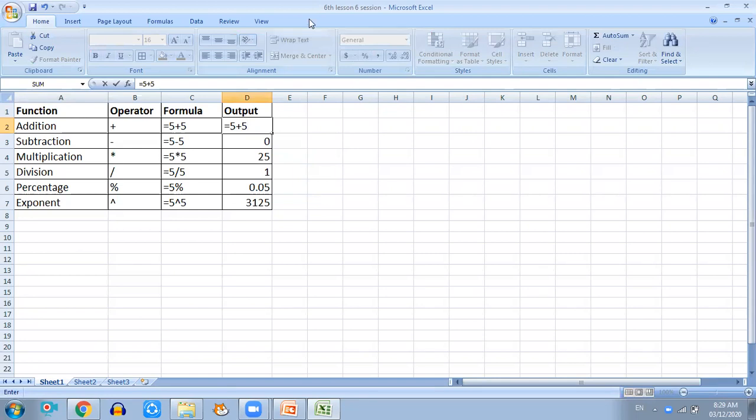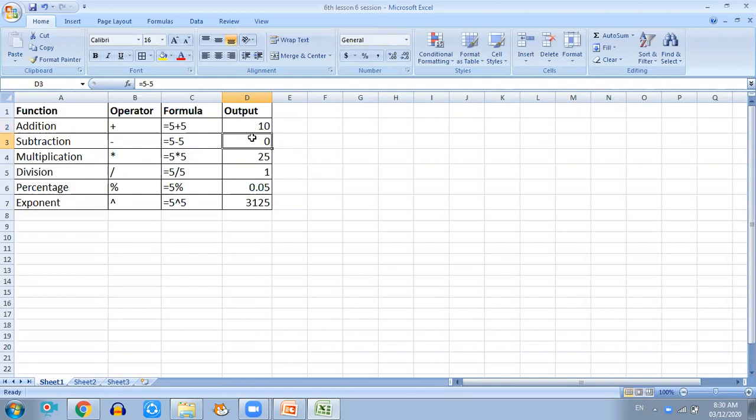All the functions and formulas begin with the equal to sign. So whenever you want to enter any function or formula, you should start with equal to. Here I have started with equal to 5, and then I have used the operator, 5 plus 5, and pressed enter. So I got an answer, 10.